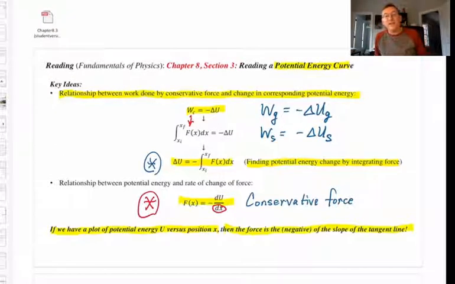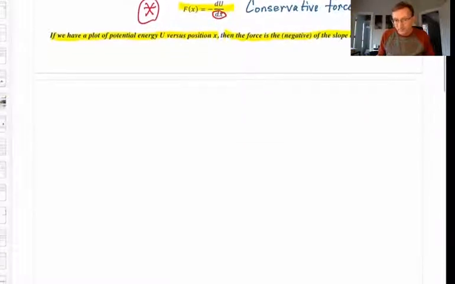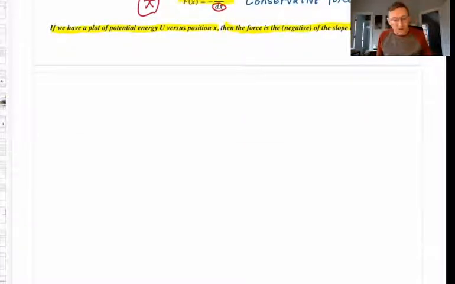And that is very handy. Right? I say again, if you have a plot of the potential energy function versus the coordinate x, assuming it's moving along an x-axis, then the force is the negative of the slope of the tangent line, because derivative is slope of tangent. Let me apply this idea to the two conservative force functions that we know, the only two that we know, gravitational and spring or elastic.